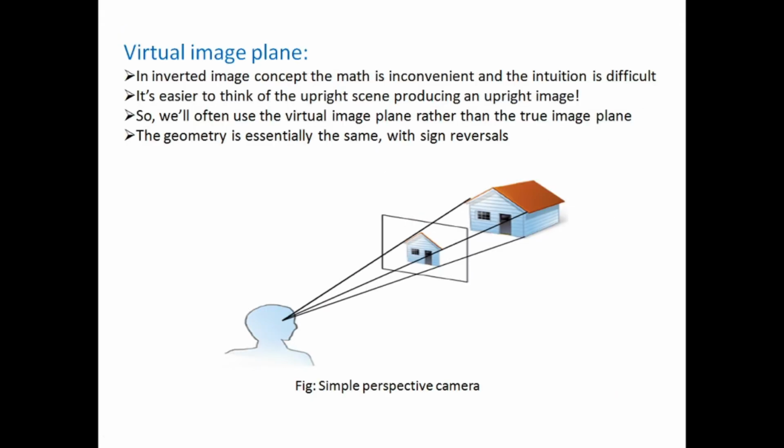Now what is this virtual image plane concept? In the inverted image concept, the mathematics was very difficult and the intuition is also very difficult. So if I use the virtual image plane concept, it gives me an easy way to think of the upright scene producing an upright image. So this is my scene.